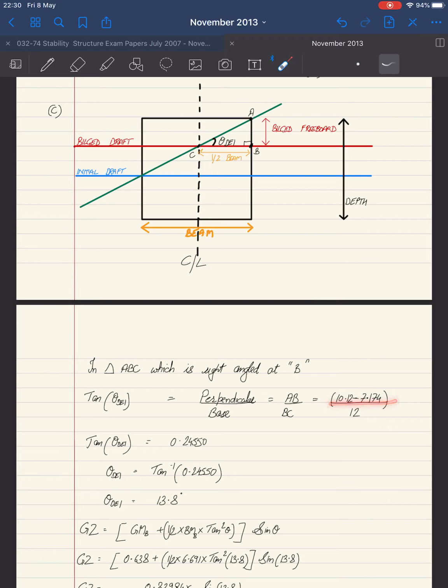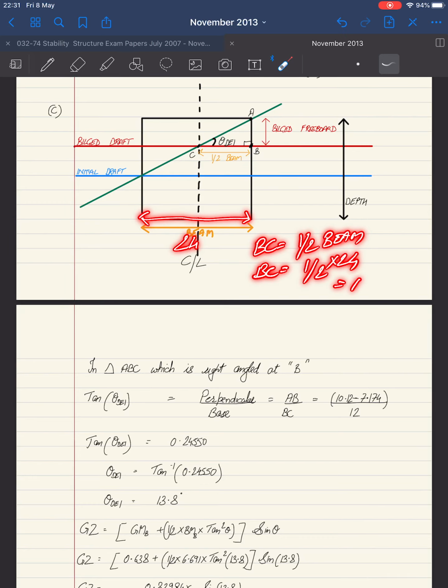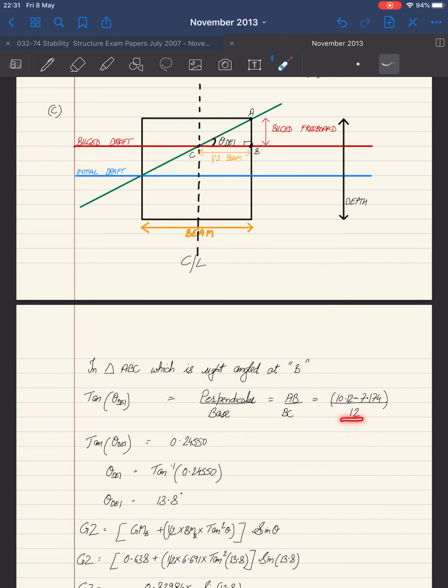Divided by BC. So BC is 12 meters because the entire beam or breadth of the vessel was given as 24 meters. So BC is equal to half the beam, so BC is equal to half times 24, which will give us 12 meters. So that's why we have put it as 12 meters.